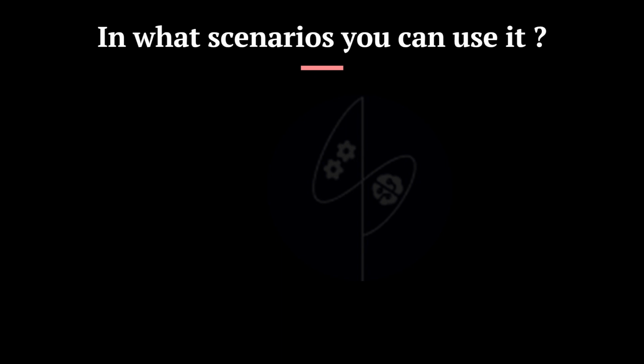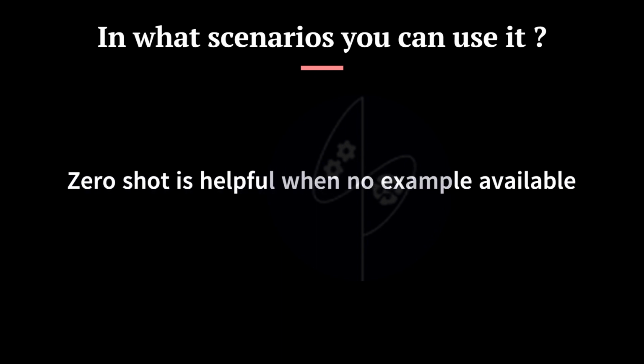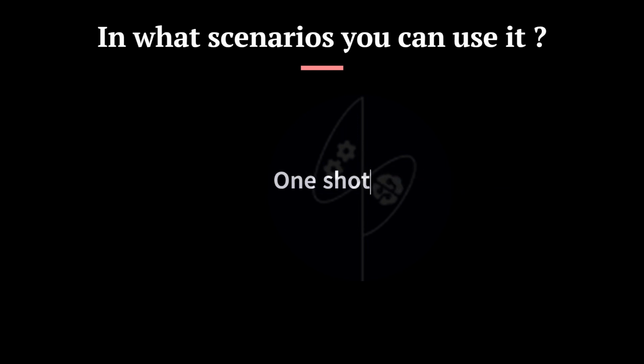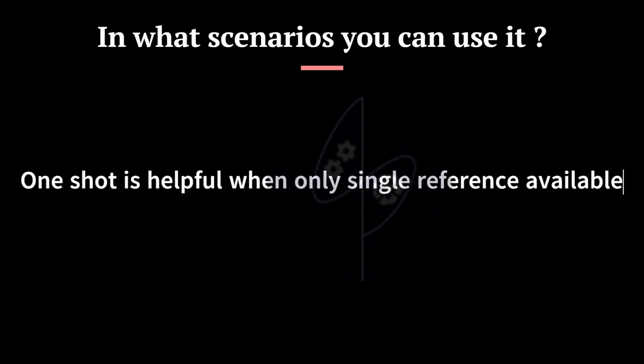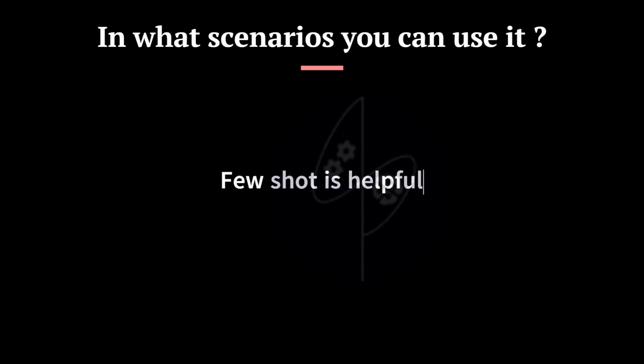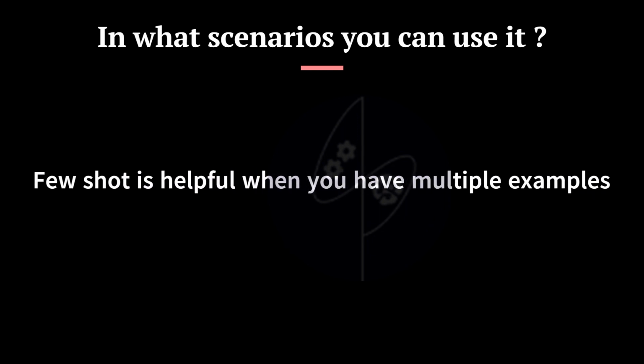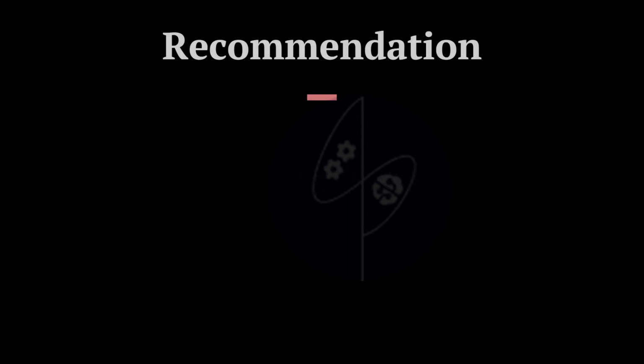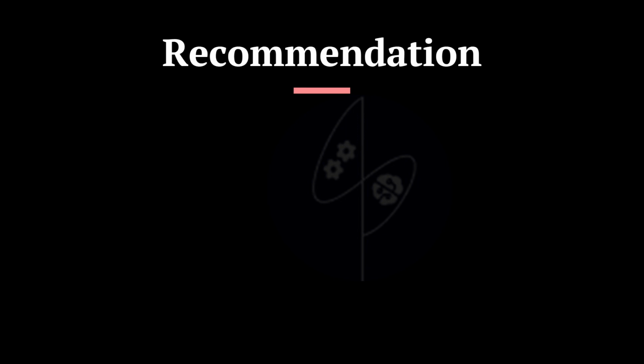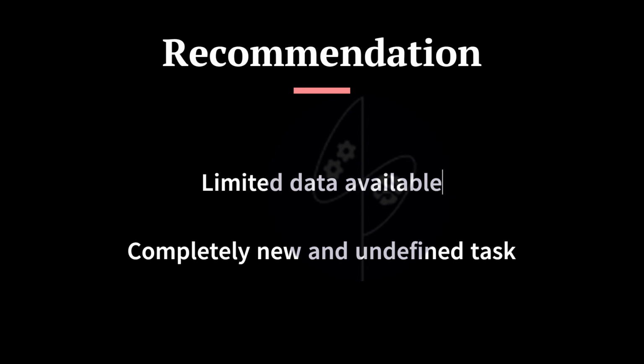In what scenario you can use it? These techniques shine in various scenarios. Imagine you're facing a new and emerging task for which no training data exists. Zero-shot prompting can help you get started. In situations where you have a single reference point or example, one-shot prompting can assist in generating content that aligns with that reference. Few-shot prompting is especially beneficial when you have a handful of relevant examples, like product reviews, and you want the model to generate text following the patterns in those examples. Recommendation. I recommend using these techniques when you have limited data available for a specific task or when you're dealing with a completely new and undefined task. They can save you time and effort in content generation.